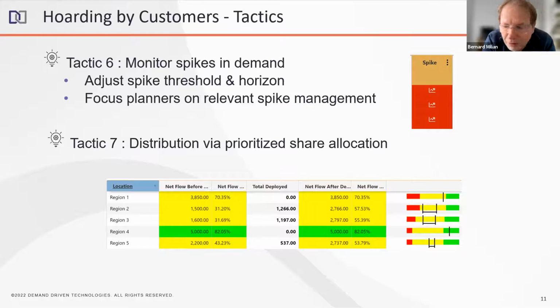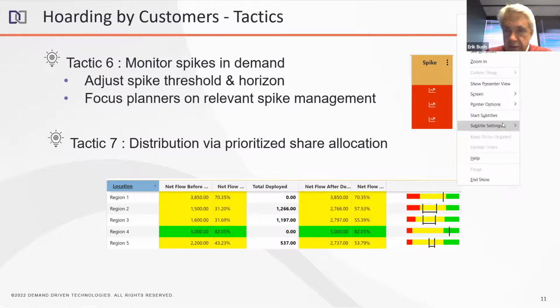Nothing would be worse than deploying excess inventory somewhere when you're lacking inventory elsewhere. Yeah, for those who are not familiar, this is a screenshot from our distribution model, which automates this area of deployment of material out to your spoke locations using this prioritized share. These little graphics that you see here show what the deployment quantities are before and after.